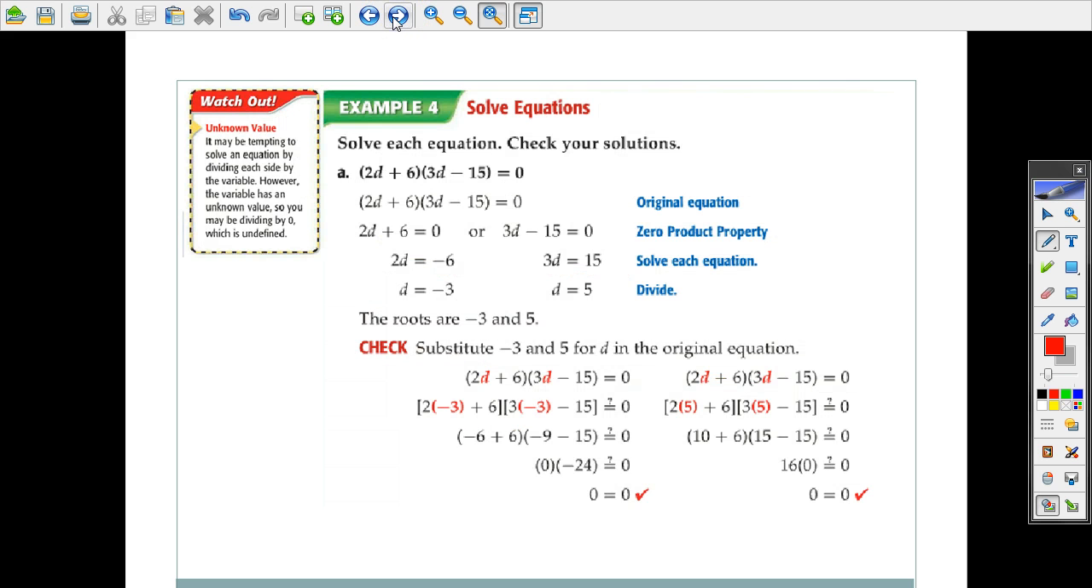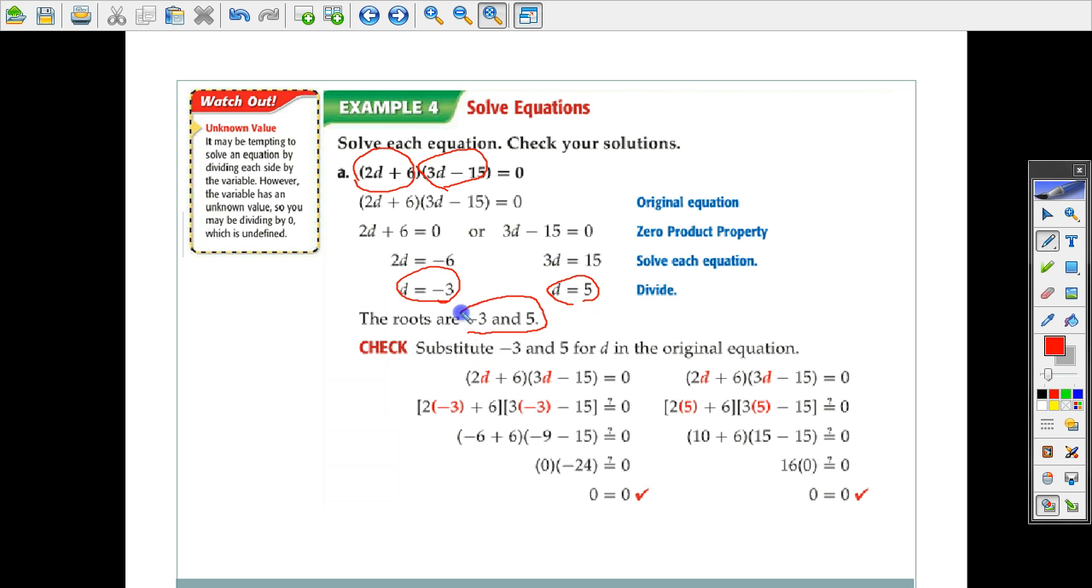Here's example 4. Alright, so when do we use this? If you have an equation like this and it says it equals 0, then there's two possibilities. You can say this part is 0 or that part is 0. Either one will make that equation equal 0. So if you have the first part, 2d plus 6 equals 0, you solve for d. Or, excuse me, you can have the other part, 3d minus 15 equals 0, solve for d. So there's two possible solutions here.